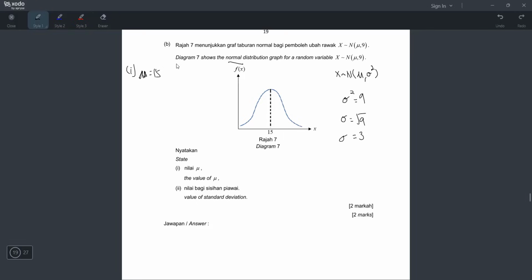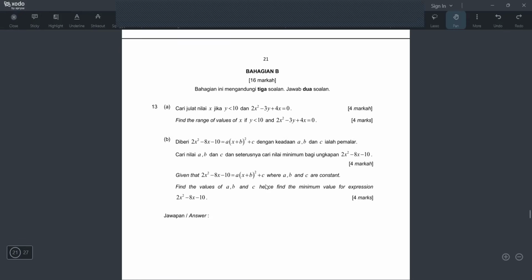Mean will be the axis of symmetry of the bell shape, right? So 15. Okay, this one nothing much to explain. You just remember when they give you a bell shape, the axis of symmetry will be the mean, right? Okay, standard deviation. The answer is here, very easy, right? I already did it just now. Okay, so that is how it is done. Okay, that's done. I think now is section B already.